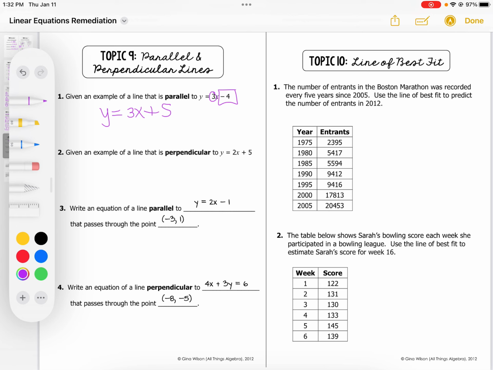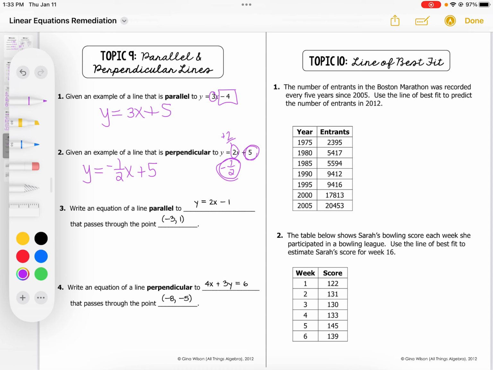A line that's perpendicular to this means it's going to have an opposite reciprocal slope. This is a positive 2. The opposite of positive is negative. Flip 2 upside down and it's 1/2. So altogether the slope that's perpendicular to 2 is negative 1/2. So to give an example of a line that's perpendicular, y equals negative 1/2 x plus any number's fine. Even still 5, even though this is 5, that's fine. They can have the same starting point, doesn't matter.